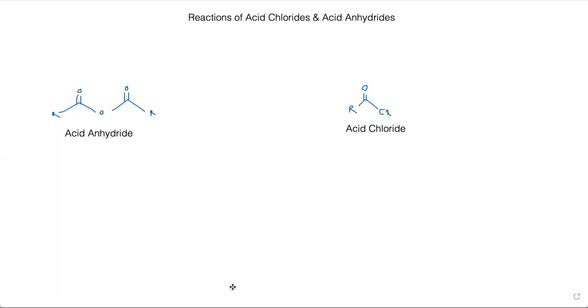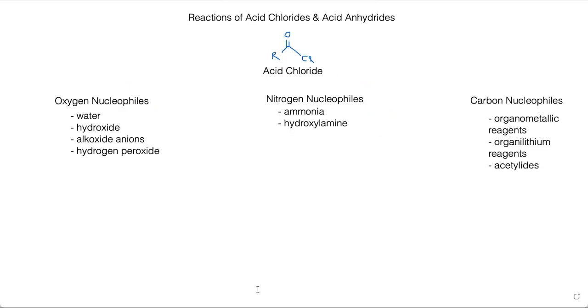So we'll go into some of the different reactions of each of these, and we'll start with acid chlorides just because there are so many of those. Acid chloride reactions are so numerous that I thought it would be easiest to break them down into three categories. Then I'll write out the mechanism for one reaction from each category. The first category of acid chloride reactions occurs with oxygen nucleophiles. These include nucleophiles like water, hydroxide, alkoxide ions, and hydrogen peroxide. These reactions produce products like esters and anhydrides.